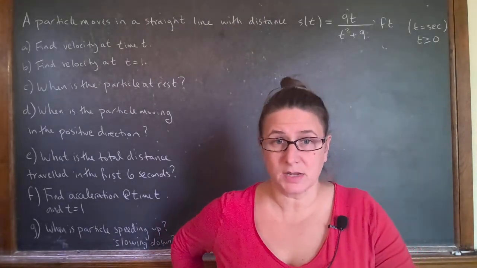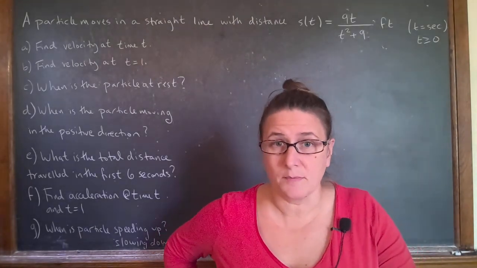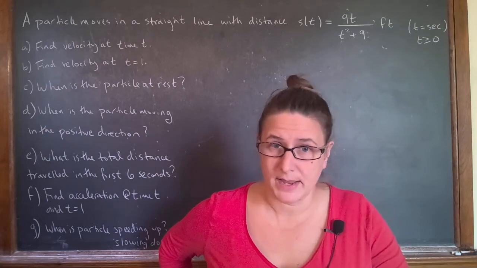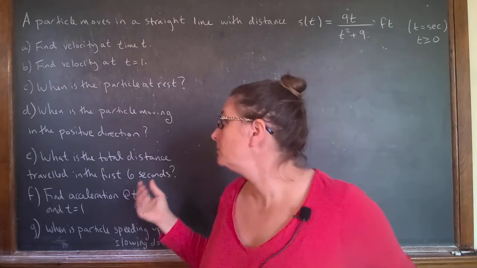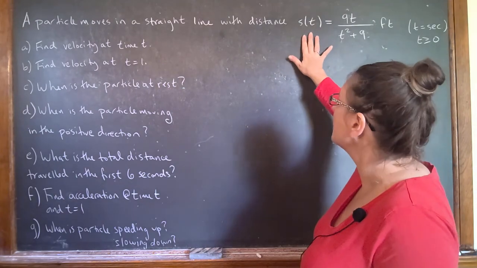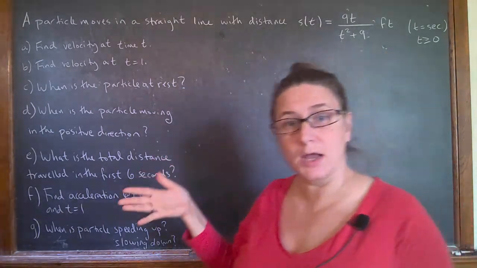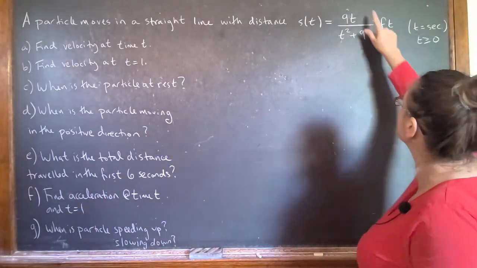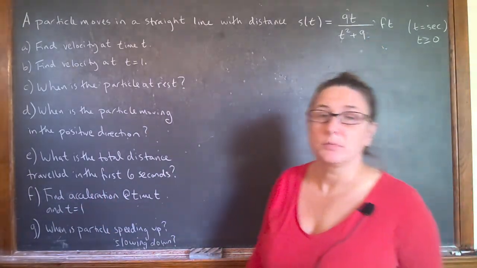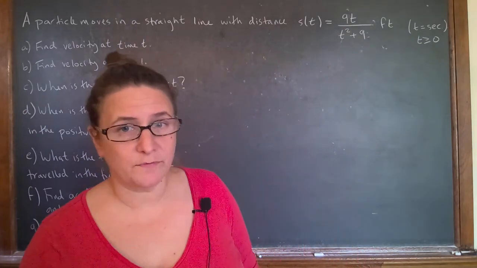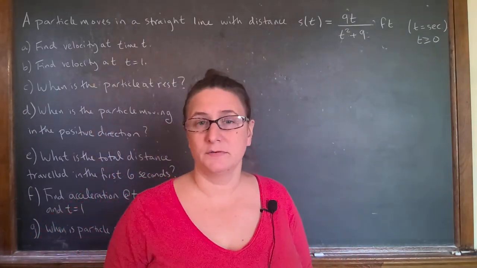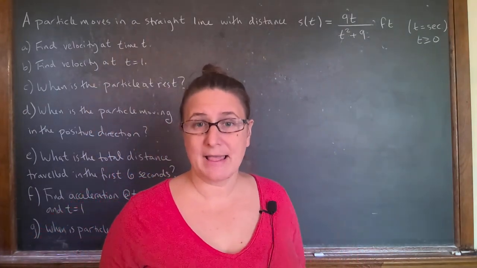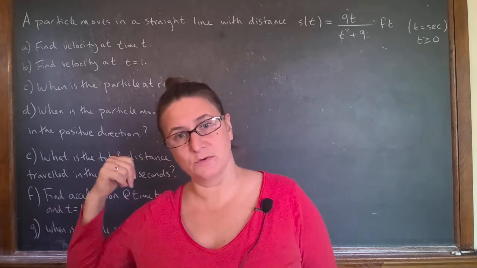So this is just a sample of one of these physics type problems. We've seen them before, actually, about distance. So we're thinking about a particle moving in a straight line, and they give us some function. Here our function is now 9t over t squared plus 9. And we've done this before where we've calculated the velocity and the acceleration and answered questions about it. So here's a slew of questions.